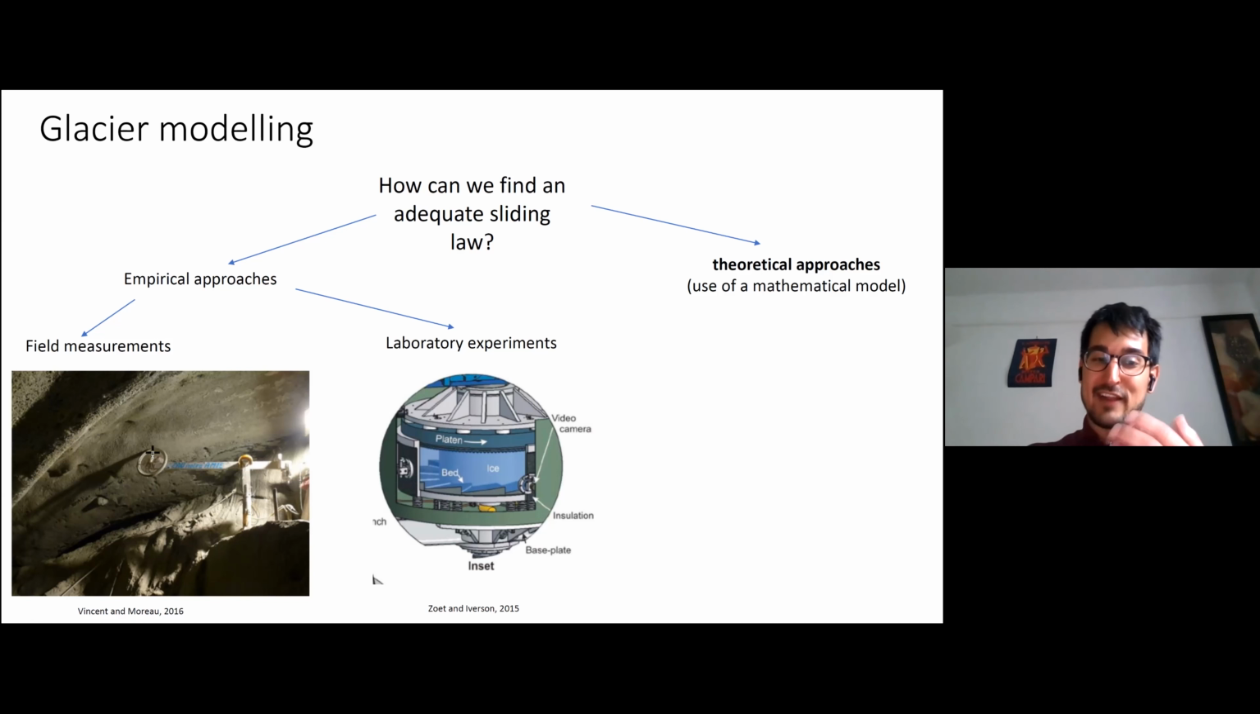And through the rotation of this wheel, they actually have measurements of sliding velocities. But this is extremely rare, and we cannot count on these sort of events, I would say. There's also laboratory experiments.